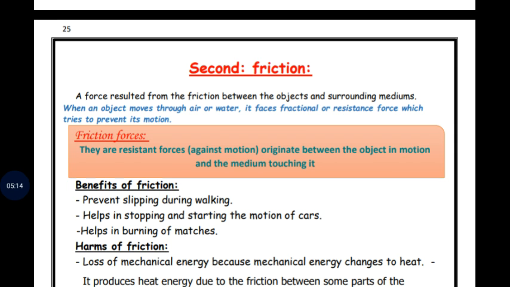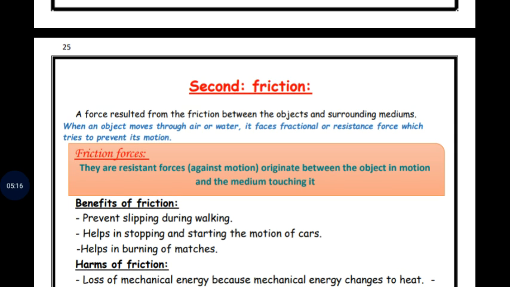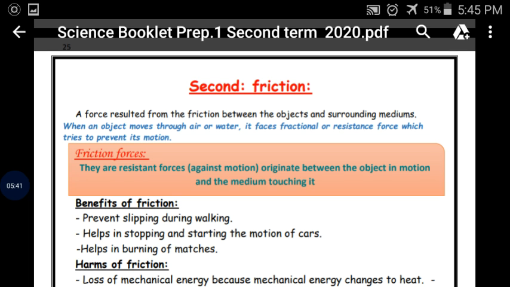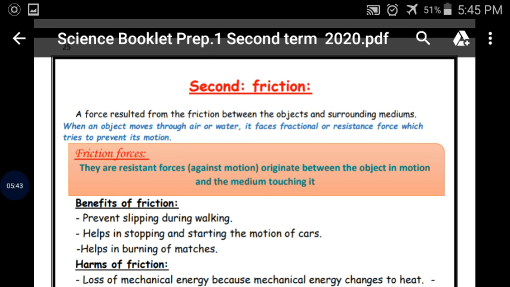Again, what is friction? Friction is the resistance, the force that acts against the motion. It can make the movement stop or slow down. So when an object moves through air or water, it faces a frictional or resistant force that tries to affect the movement by decreasing or stopping it.